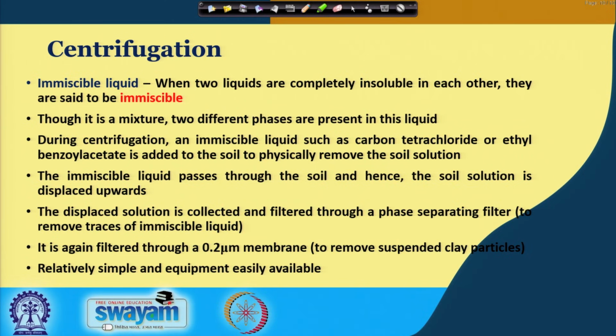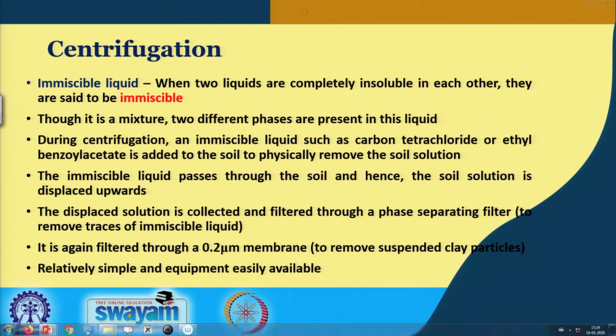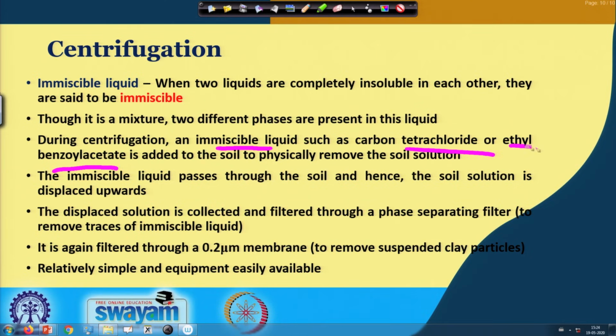When two liquids are completely insoluble in each other, they are known as immiscible liquids. Though it is a mixture, two different phases are present in the liquid separately. So, during centrifugation, an immiscible liquid such as carbon tetrachloride or ethyl benzoyl acetate is added to the soil to physically remove the soil solution without being mixed into the soil solution, that is essentially water. The immiscible liquid passes through the soil and then the soil solution is displaced upward.